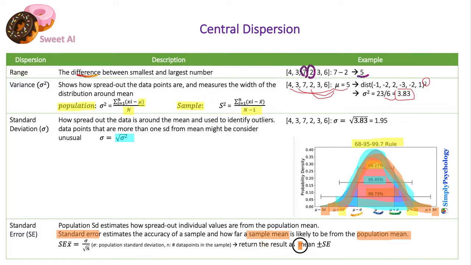So what we can do is get the mean, and based on the standard error, plus or minus is going to be the difference between the sample mean and the population mean. The way that we calculate it, we take the population standard deviation divided by the square root of the number of data points that we have in the sample.